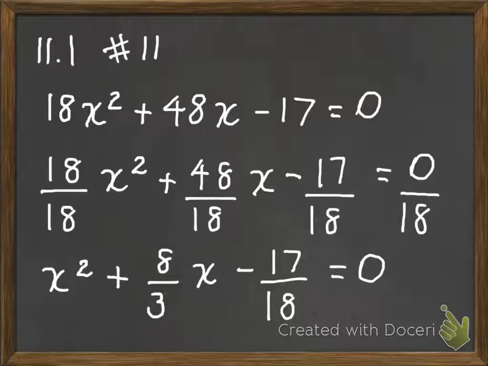We get x squared, and then reduce 48 over 18. 18 divides by 6 3 times, and 48 divides by 6 8 times. And then minus 17 over 18, and 0 over 18 is 0. So this was the first step, to get the x squared coefficient to be 1 by dividing every term by the x squared coefficient.